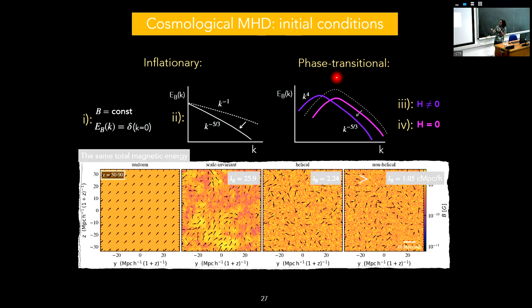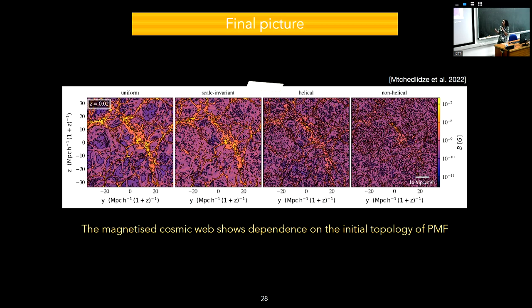And yeah, so here are shown our initial coherence scales for different models. And here is the final picture, what we see after the evolution of these fields during structure formation. And we see actually that during structure formation, the final distribution of magnetic field shows dependence on the initial topology of the magnetic field. So we see that the initially large-scale fields, such as uniform and scale invariant models, would lead to the largest amplitude in the cosmic web and also the largest coherence scales when compared, for example, to helical and non-helical models, which have initially smaller coherence scales.